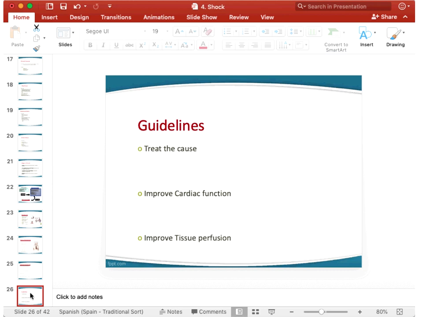There is nothing written here. You have to treat the main cause in order to stop the source of shock. You need to improve the cardiac function at all times, and that will ensure that the tissue perfusion remains optimal.